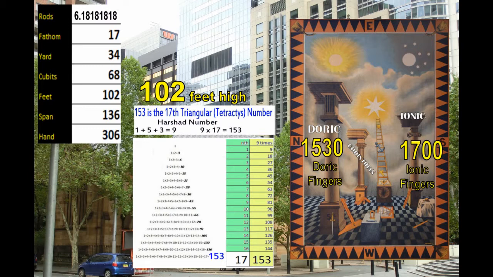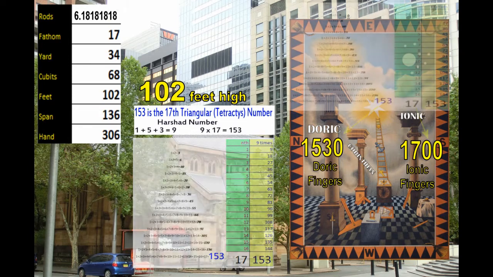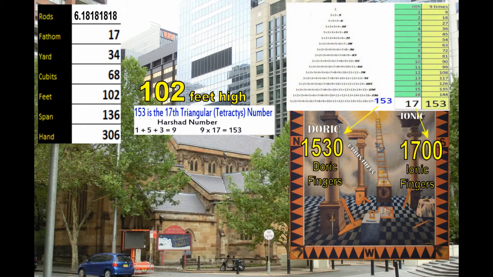But oh my, what happens when we convert 102 feet? We get 1530 Doric fingers, or 1700 Ionic fingers, 153 and 17 again. No coincidence, this is part of a pattern. This is bloody genius of how they do this, and there's some very good reasons why they do this, and I'll get to that at the end.